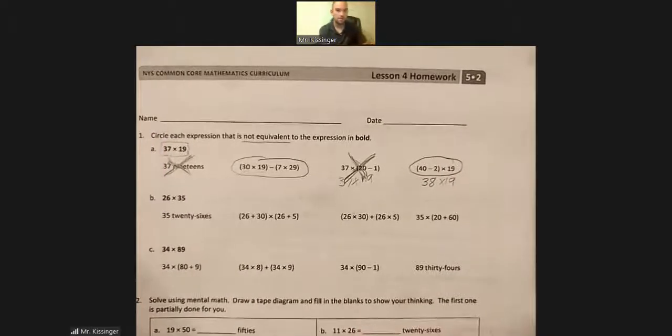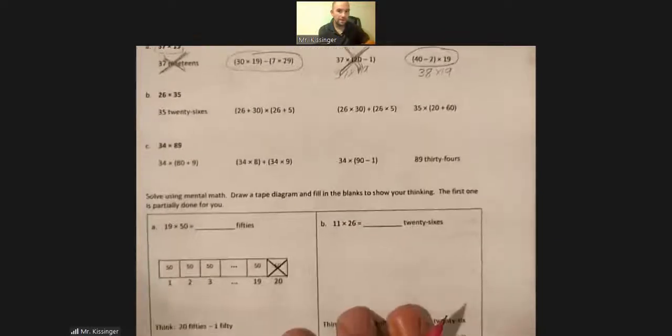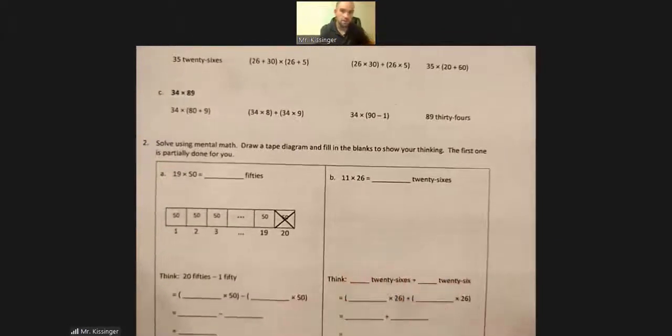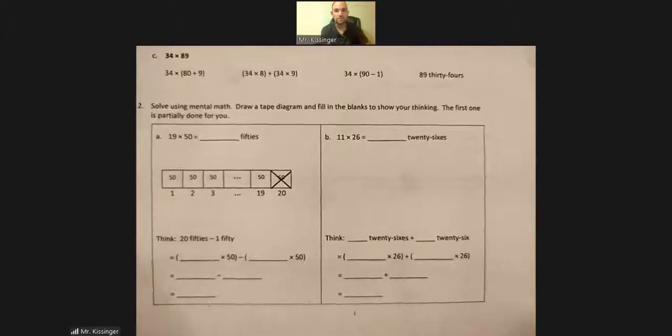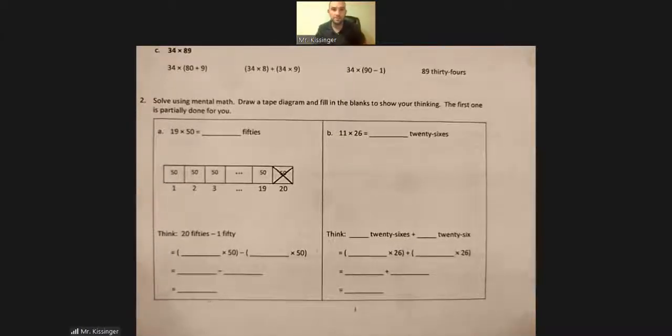All right. So moving down to number 2 here. It says solve using mental math. Draw a tape diagram and fill in the blanks to show your thinking. The first one is partially done for you. So 19 times 50 is 19 50s.